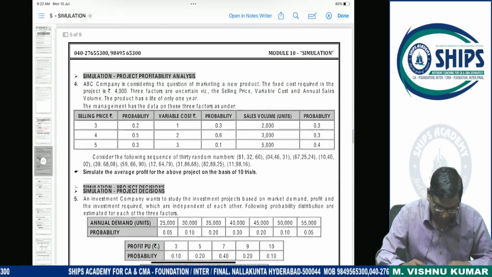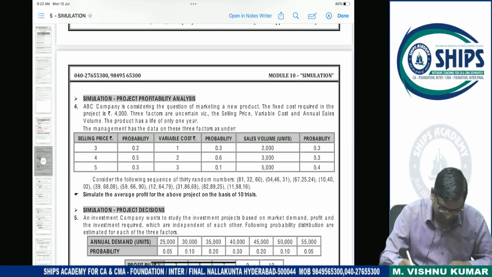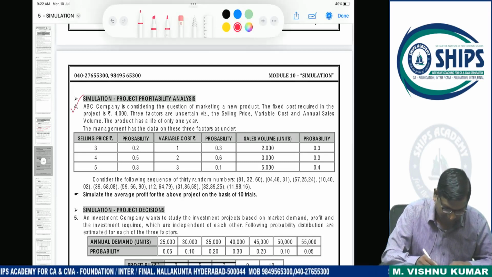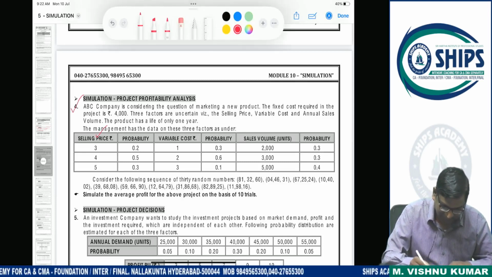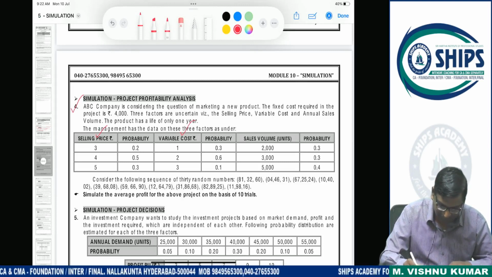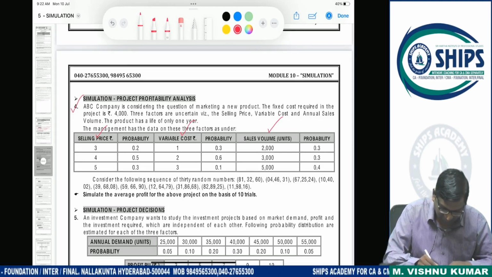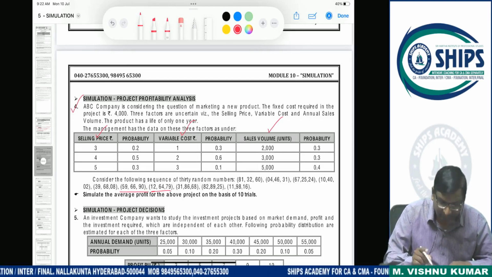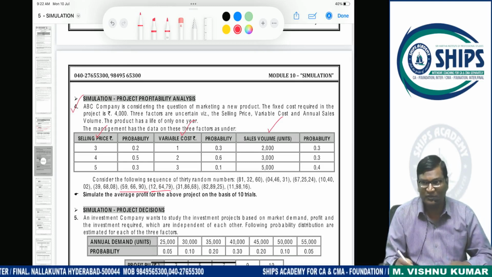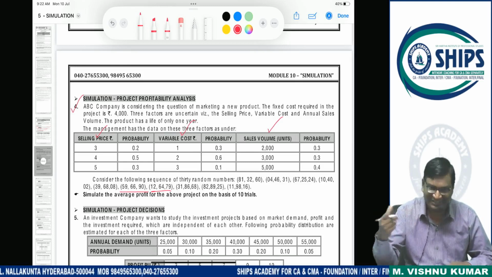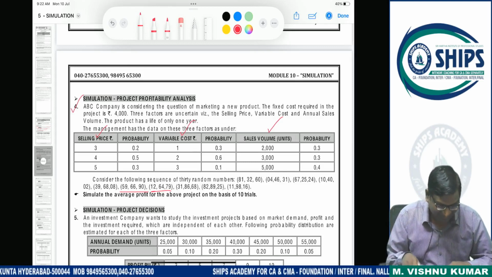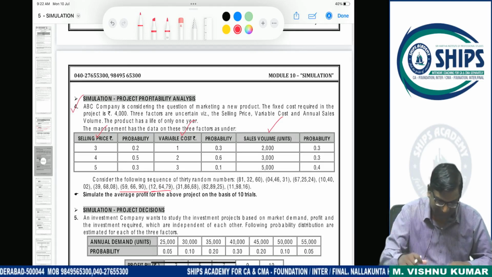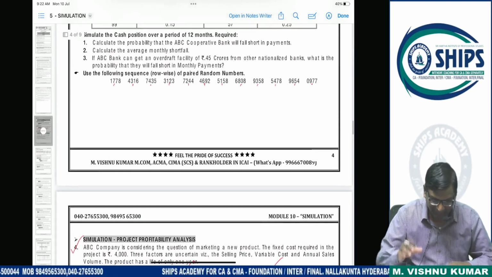Sometimes the question will be giving 3 types of probabilities. So there will be 3 there. You see question number 4. One is given for selling price, one is given for variable cost, one is given for volume. So there will be three numbers. So it depends on how many outcomes they have given, right? Let's solve all these questions in the next class. Today we are stopping here only.